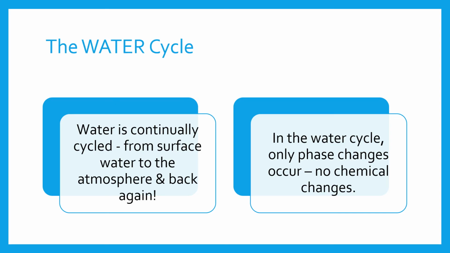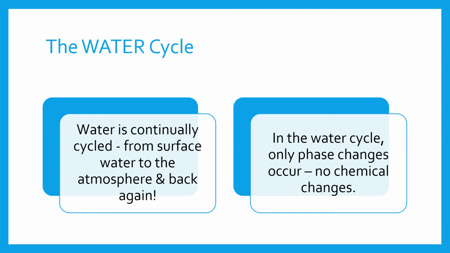The water cycle. This is one, I think, gosh, in elementary school, you learn the water cycle, but it is listed in the College Board AP Environmental Science outline, so I better say something. So the water cycle, just a quick little review here. Water is continually cycled from surface water to the atmosphere and back again. So there's water in a river, it can evaporate and end up back in the atmosphere, it can come back as rain, end up in the soil.